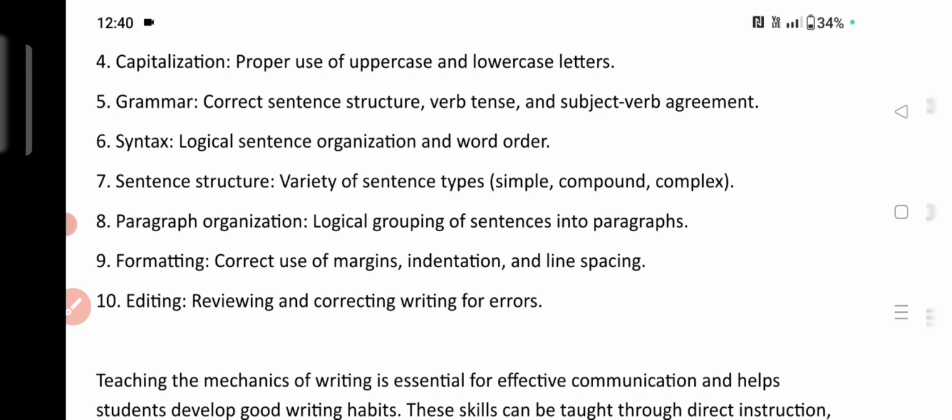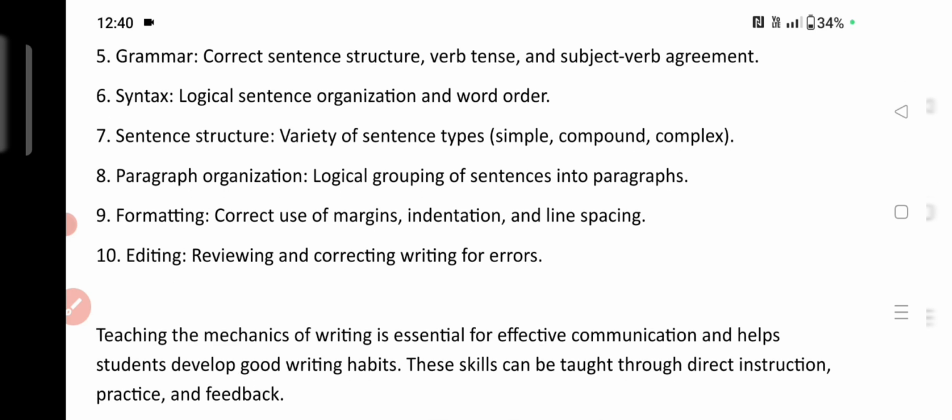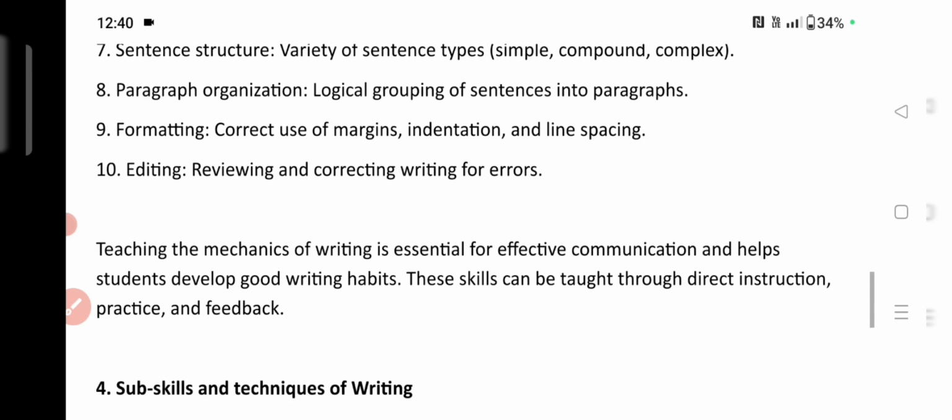And the next thing is syntax: logical sentence organization and word order, sentence structure, variety of sentence types and everything. Paragraph organization: logical grouping of sentences into paragraphs, etc. And formatting: correct use of margins, indentation and line spacing. Editing: reviewing and correcting writing for errors.